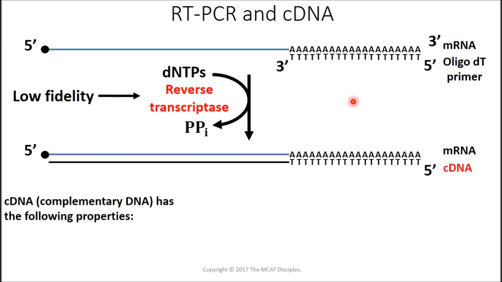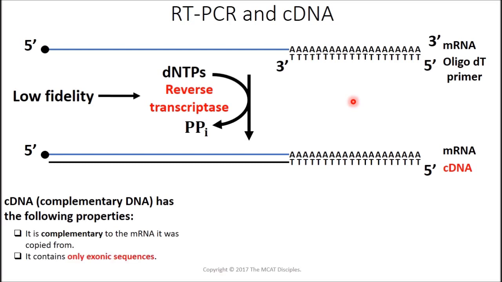Again, as you know, cDNA has the following properties. It is complementary to the mRNA it was copied from, and it contains only exonic sequences. Again, I only want exonic sequences. I only want sequences that are going to code for protein, because when I introduce this DNA into another species that may not have the same splicing machinery that our eukaryotic normal human DNA has, we want to make sure that our protein that gets expressed is going to get expressed. It's not going to mess up because of some intron.